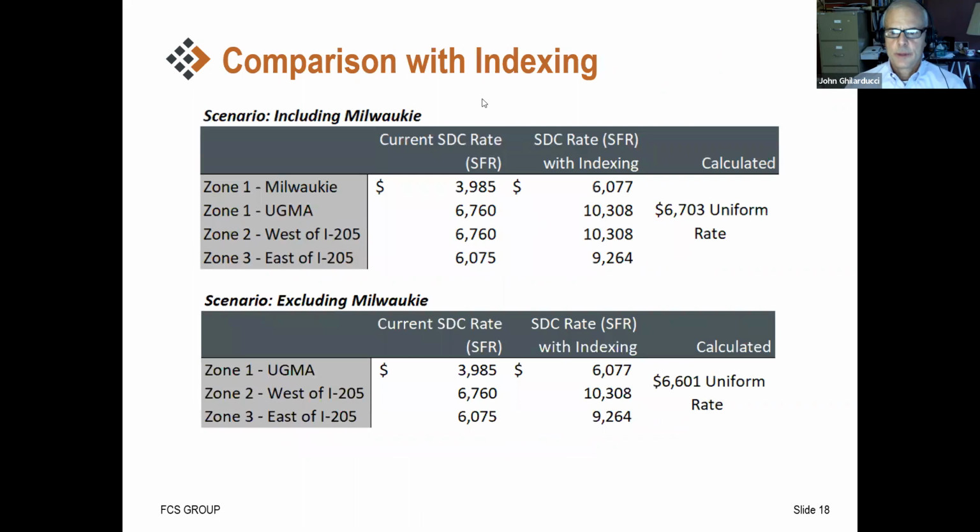So now, as far as implementation, I think it's important to look at what would have happened had the district been increasing its SDCs with inflation since the last update, which I believe was maybe 15 years ago. Those charges would be substantially higher, and almost in all cases even higher than the calculated uniform rate. In the excluding Milwaukee scenario, likewise, and you see again that initial calculation for the excluding Milwaukee scenario. So just a comparison against inflation that might be useful when it comes time for the board to consider adoption of a much higher rate.